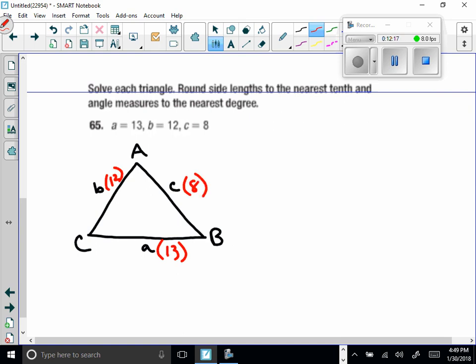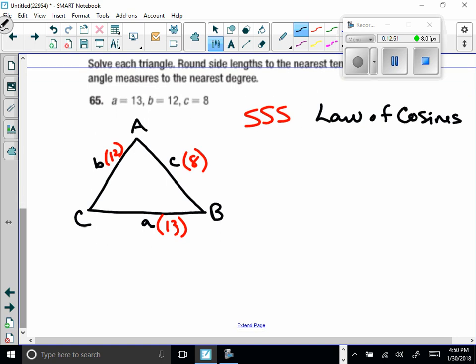So this is an example of giving you what I would call side, side, side. And to do side, side, side, we're going to use the law of cosines. There are actually 3 forms of the law of cosines, depending on what side and what angle you want. For this, I'm just going to start with A because I'll be able to find angle A. My plan is to find angle A and angle B using the law of cosines, and then to find C, I'm just going to subtract from 180.